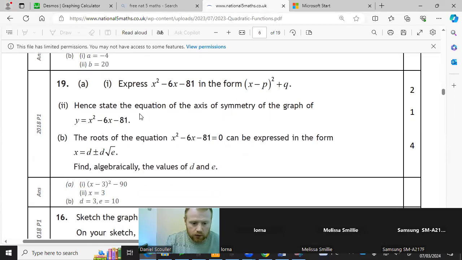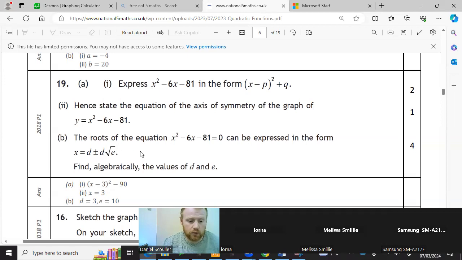Hence, so they're asking you to reformat that, but then work out the equation instead of the turning point, the axis of symmetry. Okay, so instead of writing this, the turning point as completing the square, minus 90. Okay.